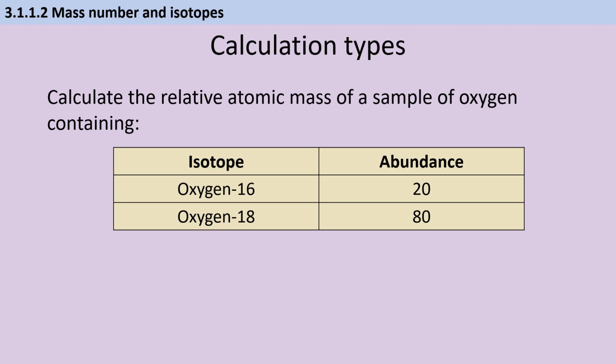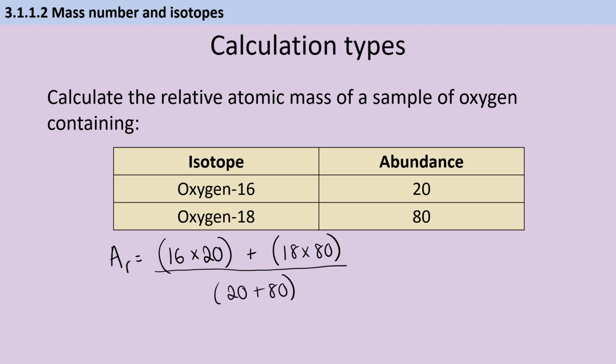relative atomic mass. So in order to do this, we're going to take the mass of each isotope and multiply it by the abundance of that isotope. And then we're going to divide our total by the total of the abundances. Now we're going to do a little common sense check. Is that answer between the masses of the isotopes and is it nearer to the more abundant isotope?